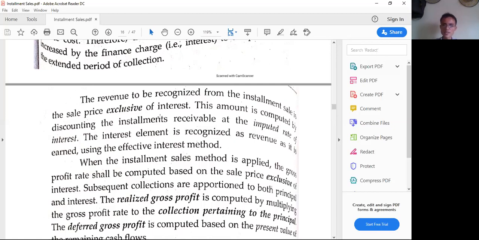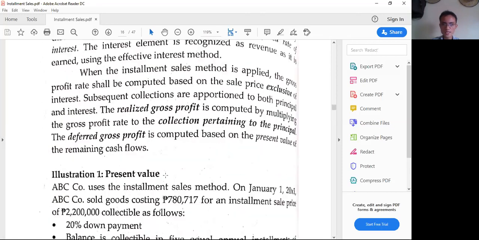And the third one would be interest income, if ever there would be interest for the installment sales. So that's what I've already emphasized. And the deferred gross profit is based on the present value of the remaining cash flows. But then that is still going to be exclusive of interest. If we mention again gross profit, we have to be sure that they are without interest.